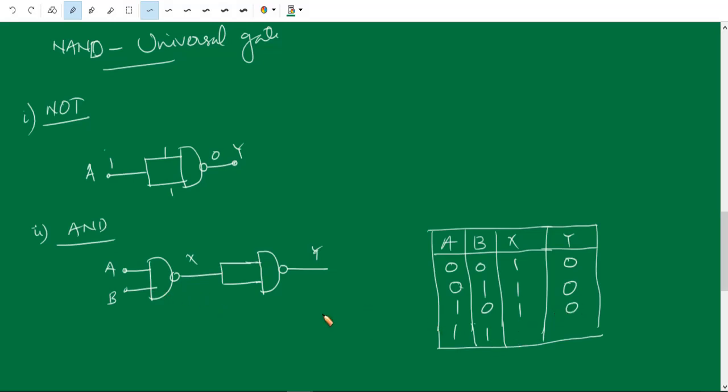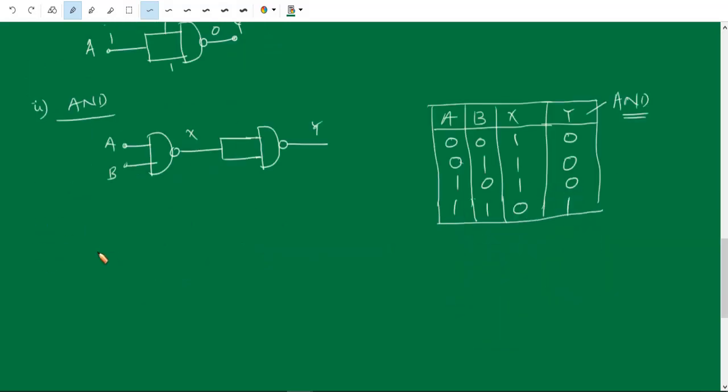For 1 1, the output X is equal to 0 because it is a NAND gate, again one more NAND gate which is the NOT gate, okay, joined together. Therefore this is 1. This corresponds to the AND gate output. So this is how an AND gate is constructed using two NAND gates. Next, the third one is OR gate using NAND gate.